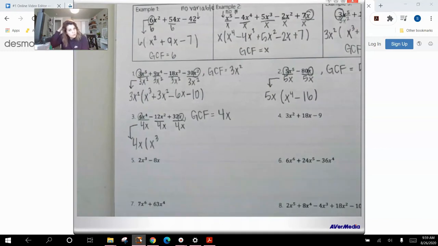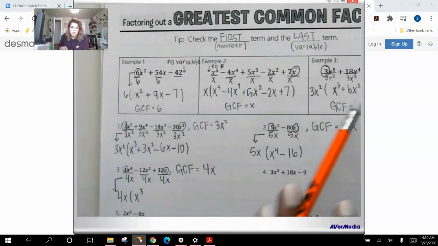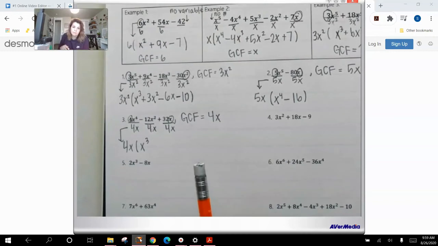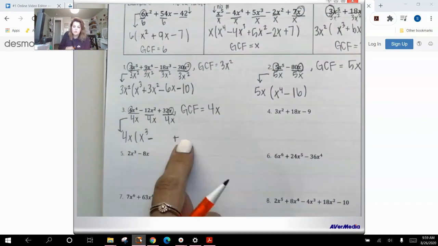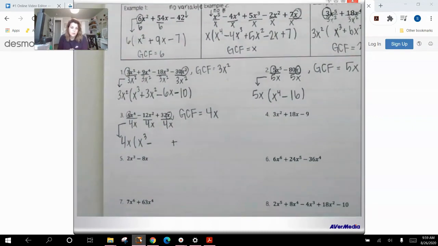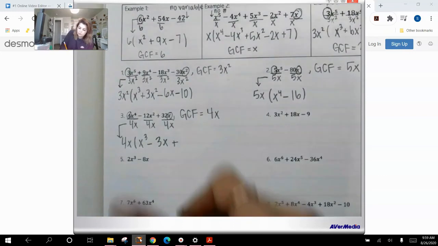4 divided by 4 is 1, so it just goes away. And hopefully you're noticing on all of these, the first number just goes away. Every one of our answers is just an x to some power. So that first number always just goes away. Minus, and then plus. See if you know what goes in those two blanks now. I'll give you like 20 seconds. Okay, so the middle term should be 3x, and the last term should be 8.